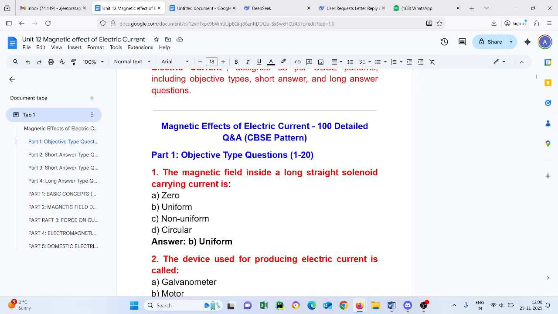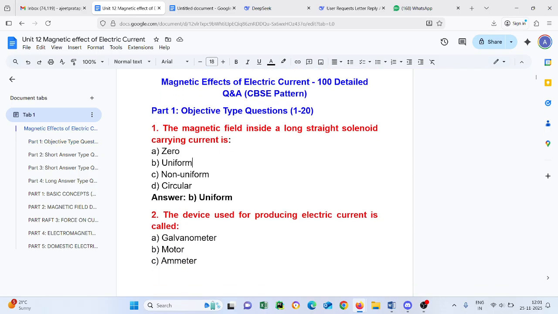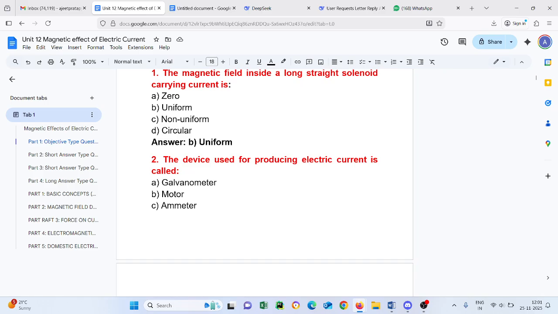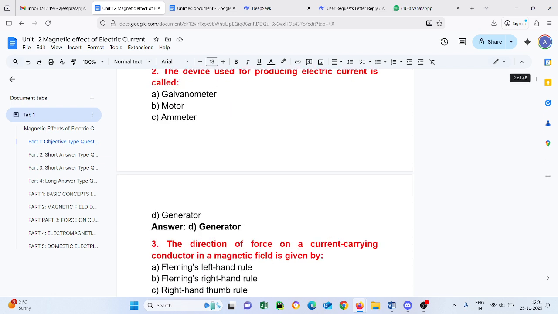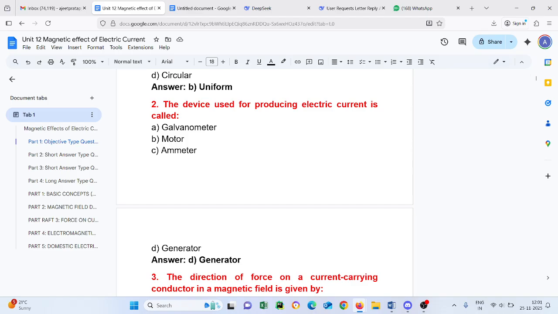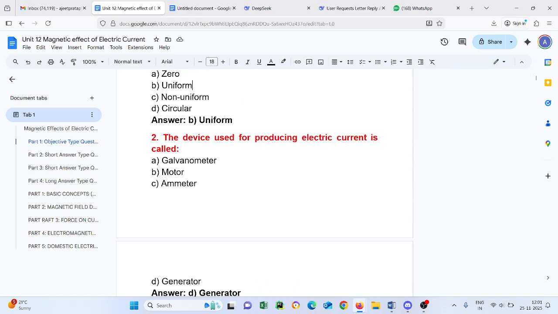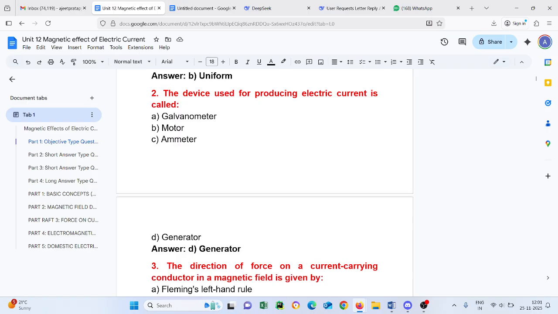The magnetic field inside a long straight solenoid carrying current is zero, uniform, non-uniform or circular. Uniform. The answer is uniform. Question number 2: the device which is used for producing electric current is called galvanometer, motor, ammeter, or generator. The answer is D option, generator.